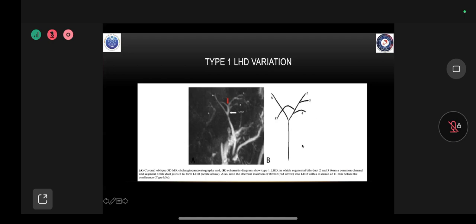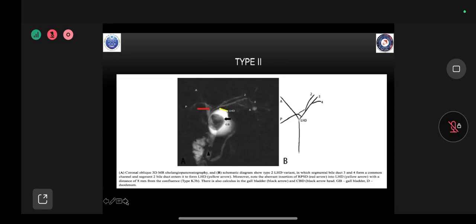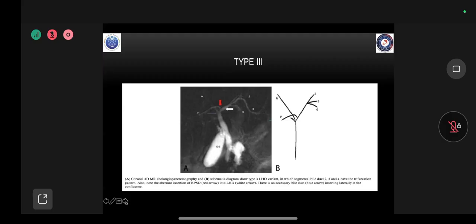These are the variations on the left side. The segment 2-3 duct, 2-3-4 are separate, and then the posterior sectoral is inserting into the left. This is a type 2 variation. You can see 2 is joining below, 3-4 are forming one trunk, and the posterior is separately draining. So these are all minor things, but again, awareness is important so that you don't encounter troublesome bile leak in the postoperative period.